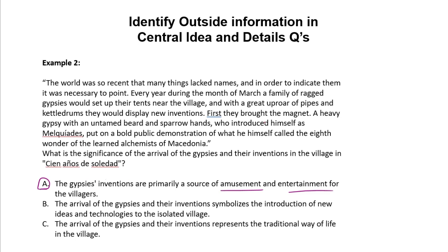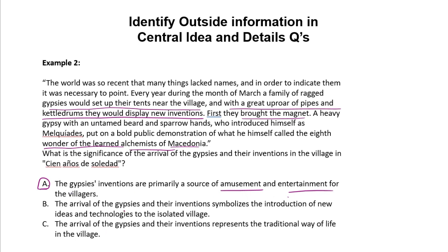It says that the gypsies would set up their tents near the village with a great uproar of pipes and kettle drums. They would display new inventions. First they brought this, then a heavy gypsy who introduced himself as Melquiades put on a bold demonstration of what he himself called the eighth wonder of the learned alchemists of Macedonia. So basically, this text just talks about what the gypsies brought to the village, right? It does not talk about the village's perspective, that it was a source of amusement and entertainment. So this is outside information, not contained in the text.